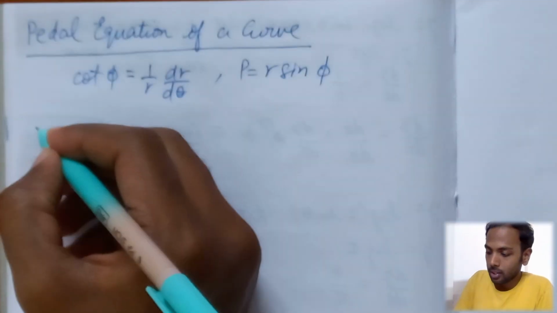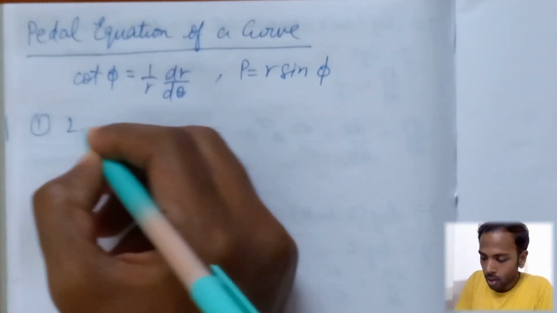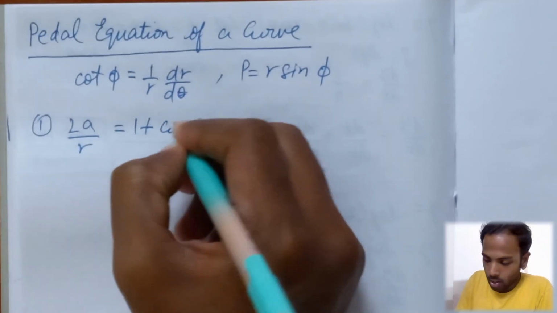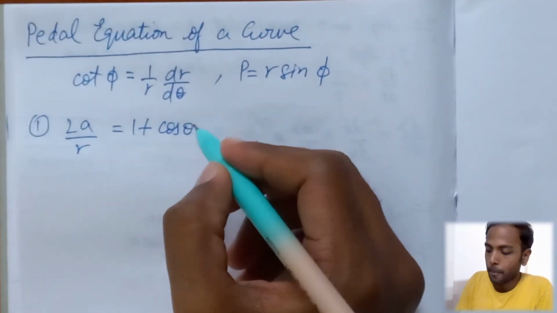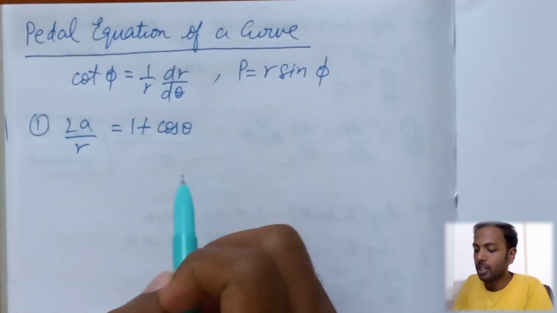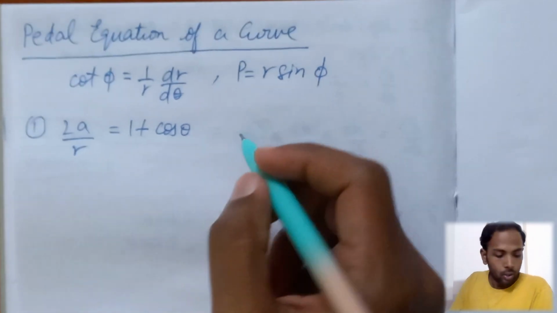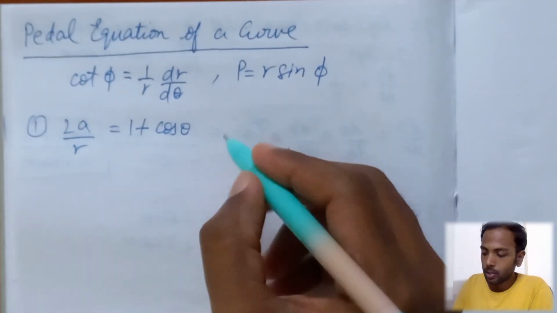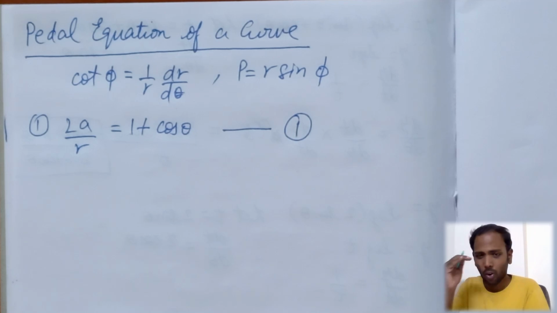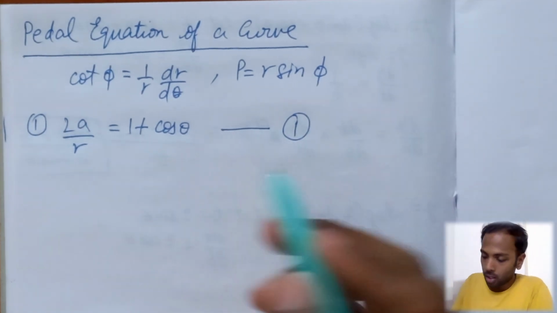So the first question would be 2a by r is equal to 1 plus cos theta. This is the question. This is the equation of a curve. So from the equation of a curve, you have to obtain the pedal equation of the curve. Okay. So how to go about this? Let me consider this question as equation number one. Just follow the steps. Very easy. Equation number one.